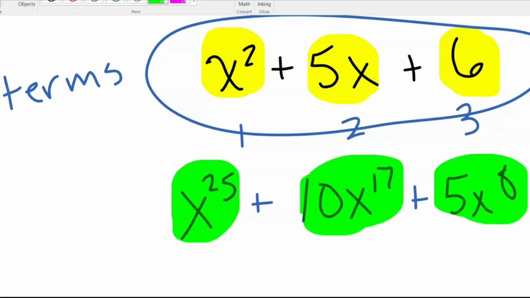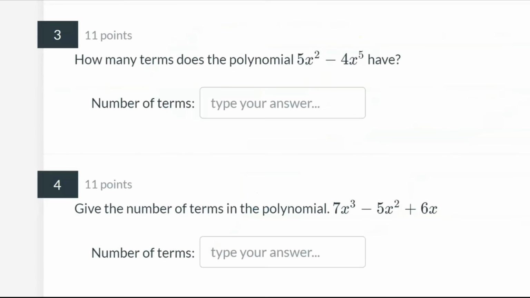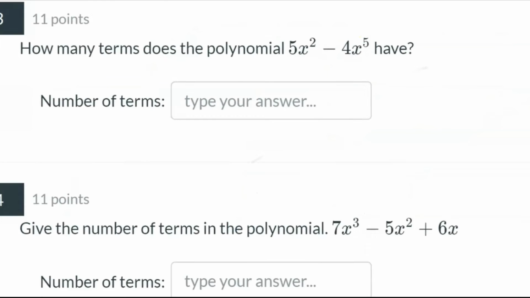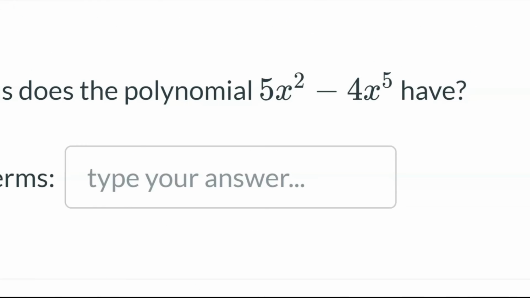Don't complicate that. When they're asking you how many terms there are, and they give you something crazy, just look at how many terms there are. For example, on the homework, we got 5x squared minus 4x to the 5th. Those are only 2 terms. I've got 5x squared. That's a separate term from negative 4x to the 5th. They can't be added together. They're not like terms, but those are 2 separate terms.